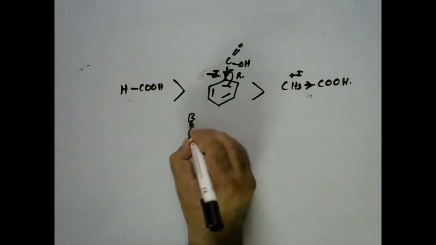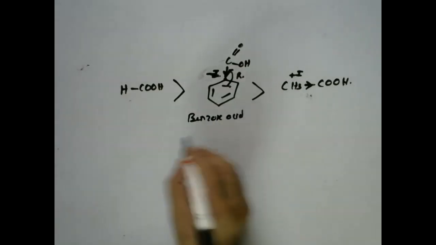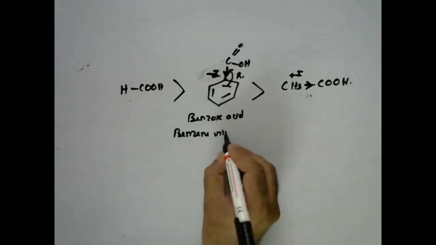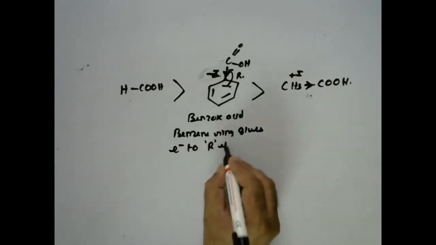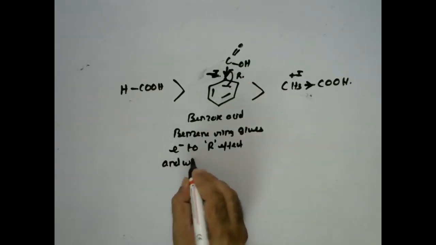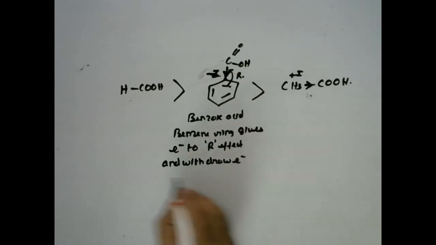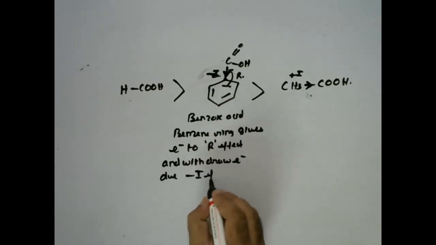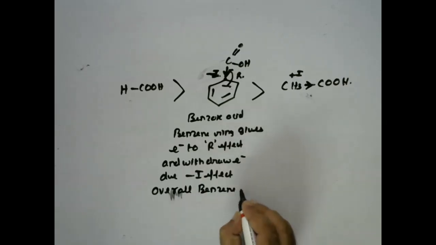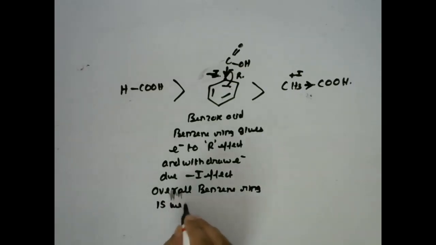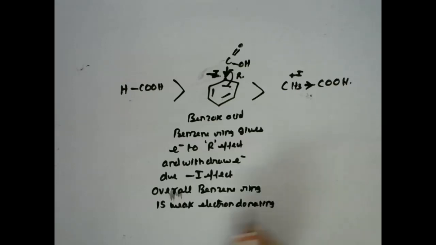So we say in benzoic acid, the benzene ring gives electron due to resonance effect, and also pulls away electron, withdraws electron due to minus I effect. So overall, the benzene ring is a weak electron donating group. And wherever you hear the word electron donating, the acidic nature will be less. So the order will be formic acid, then benzoic acid, and then acetic acid.